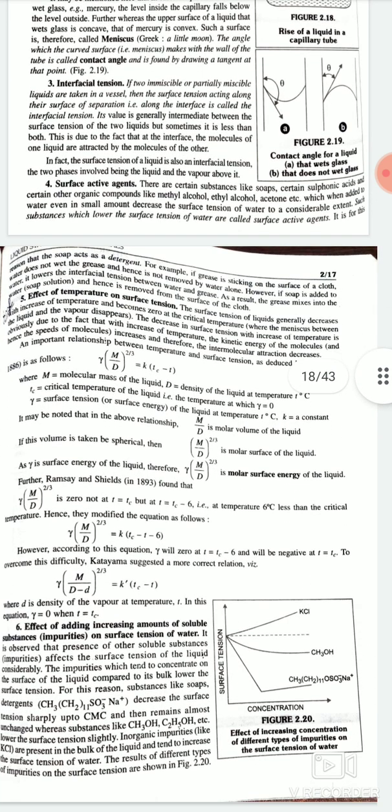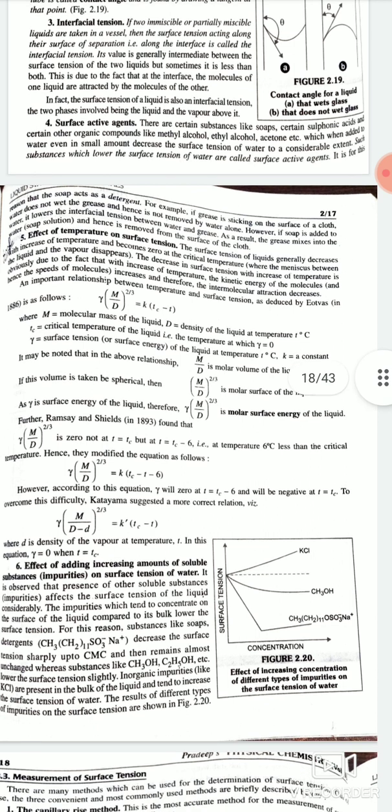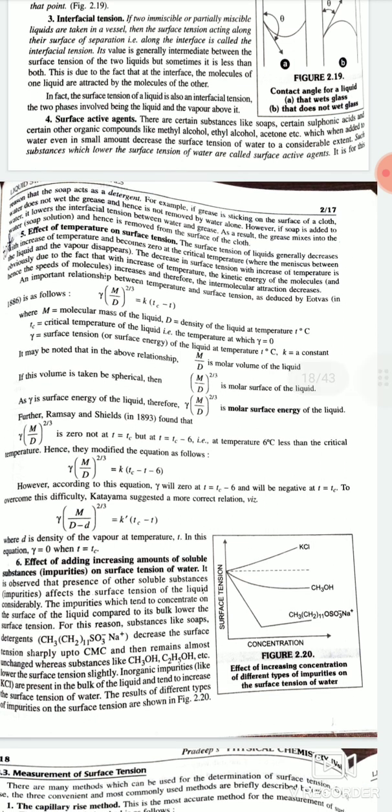For example, if grease is sticking on the surface of a cloth, water does not wet the grease and hence it is not removed by water alone. However, if soap is added to water, it lowers the interfacial tension between water and grease. As a result, the grease mixes into the water, that is the soap solution, and hence is removed from the surface of the cloth. Fifth is effect of temperature on surface tension.